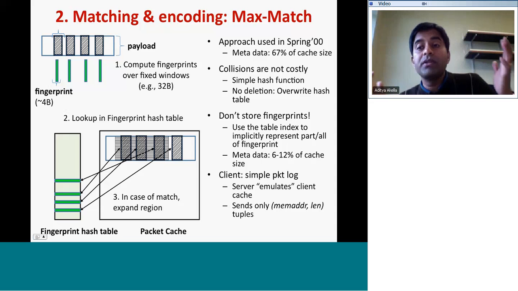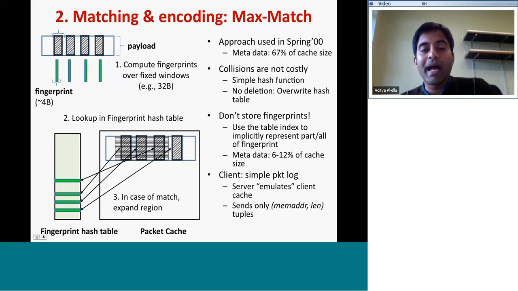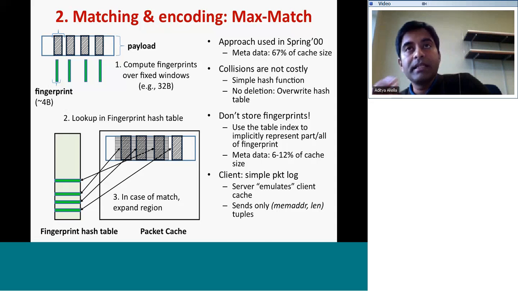So what happens on the client side? I haven't told you anything. The client side is simple. All the client side does is it maintains a simple FIFO log of the packets that it exchanged with the server. The server explicitly tells the client which packet to insert into its FIFO log, which packet to evict, and so on. In addition, the server also indicates explicitly whenever it is encoding content exactly which memory location in the client's cache it should read that content from. So the server controls everything.